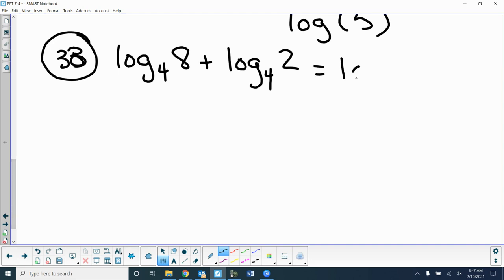So that's what I'm looking for on the quiz. In the practice quiz, write the problem as a single log. Don't just give me the answer.